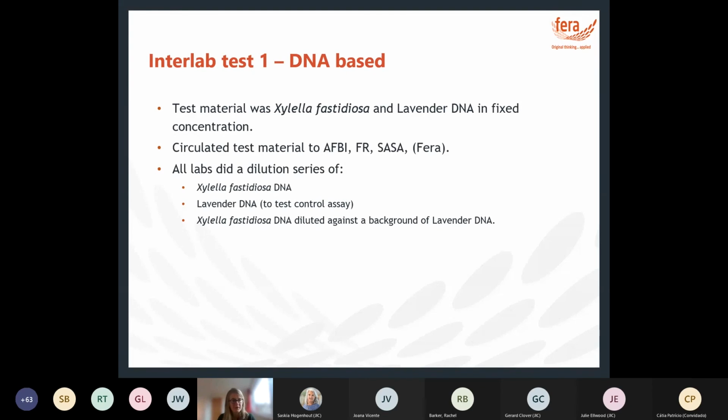The final dilution series that everyone did was to dilute Xylella fastidiosa DNA against a background of lavender DNA, and that more closely mimics the actual samples that people will be testing. We're almost never looking for Xylella in a dilution of water. We're often looking for Xylella in the background of plant DNA.